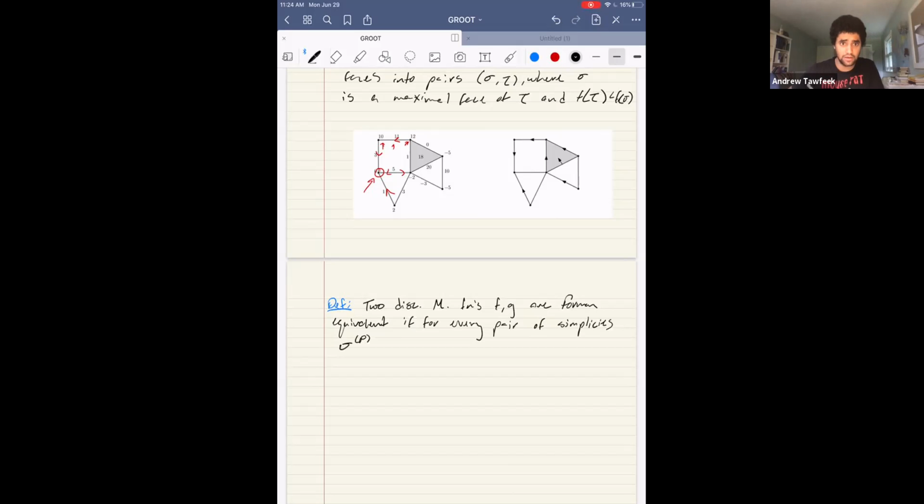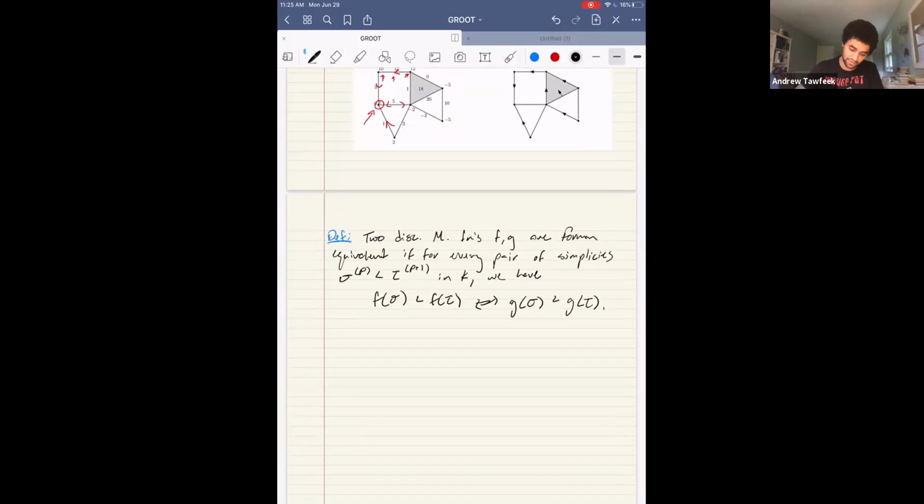sigma and tau, and I'll just use this parentheses notation to denote the dimension of the cell. So for every pair of simplices, we have f of sigma is less than f of tau if and only if g of sigma is less than g of tau. You might be able to kind of already see how this relates to the gradient notion. So this is a theorem proved by Ayala in 2009.